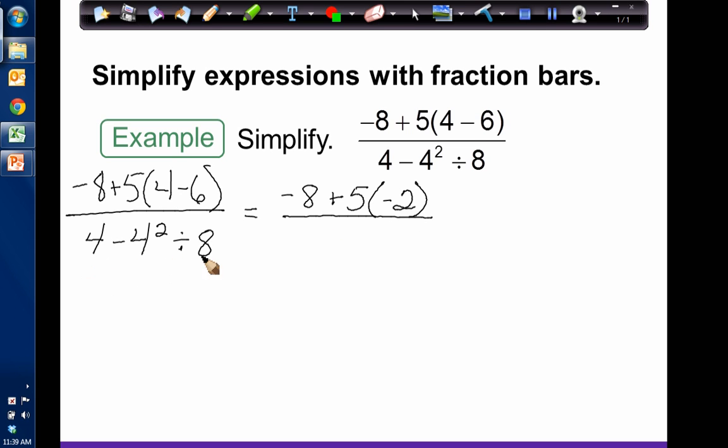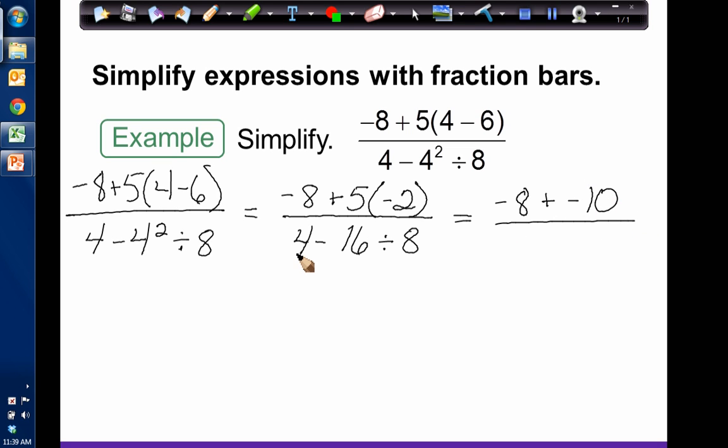Okay, now let's look at the denominator. In the denominator, we also want to follow order of operations. There are no parentheses, so we'll do exponents first. So let me again copy down everything else. And then what is 4 squared? 16. Okay, great. Now let's continue in the numerator. We don't have any parentheses left. We can't do anything in here. We don't have any exponents. So we're going to do multiplication and division in order from left to right. So I'm going to copy down the 8 plus, and then do 5 times negative 2 is negative 10.